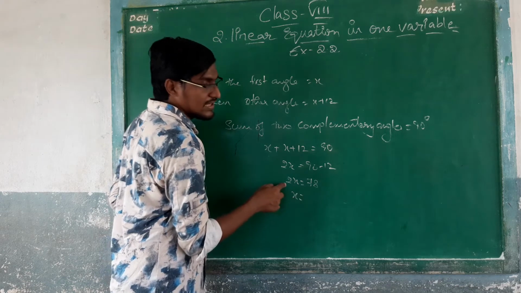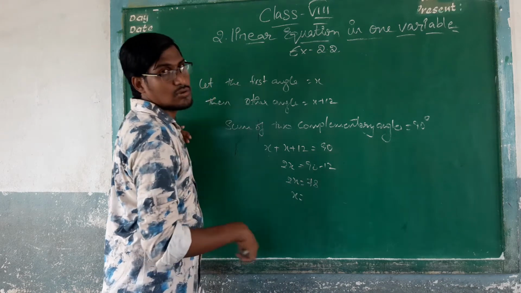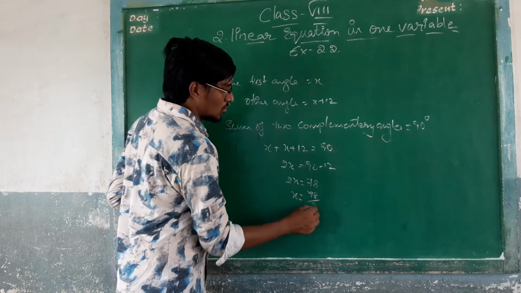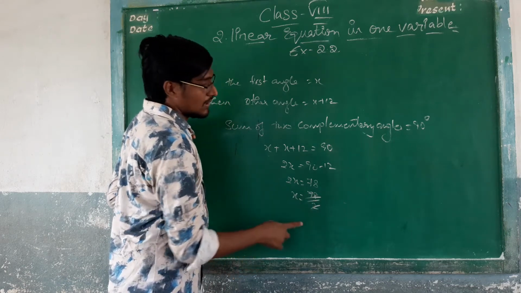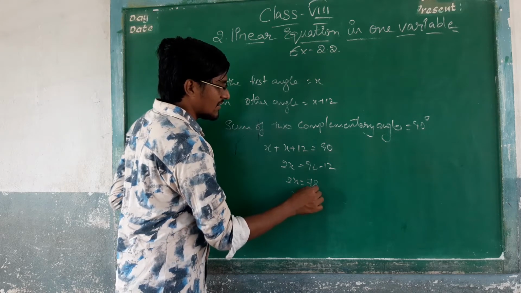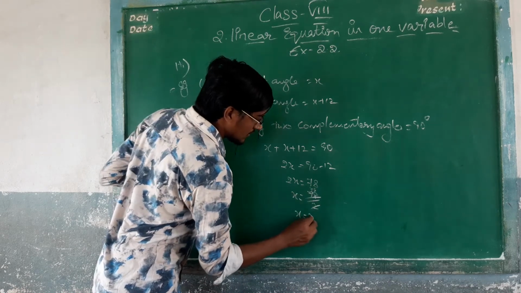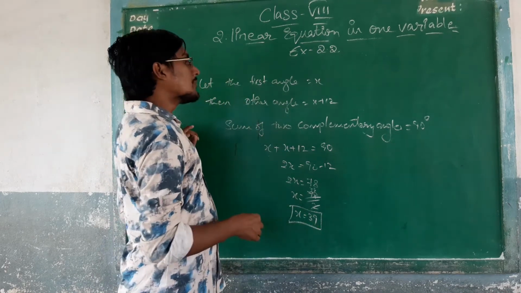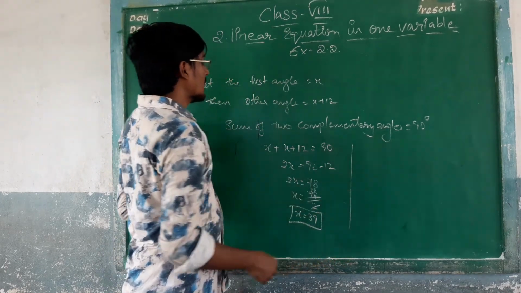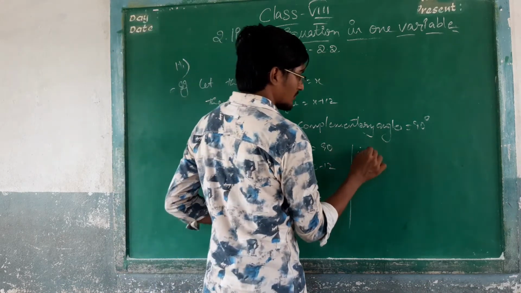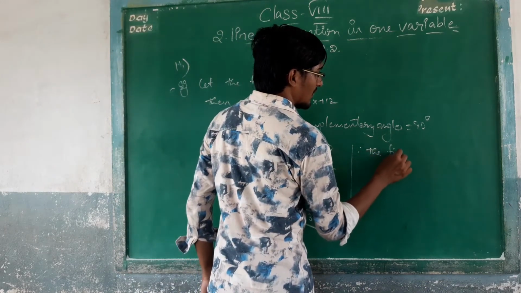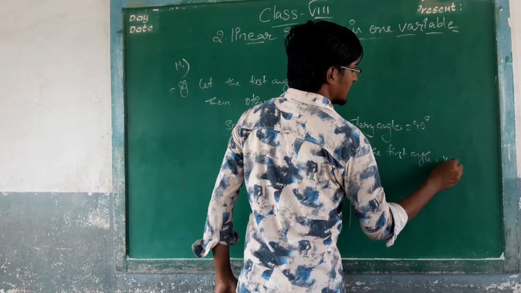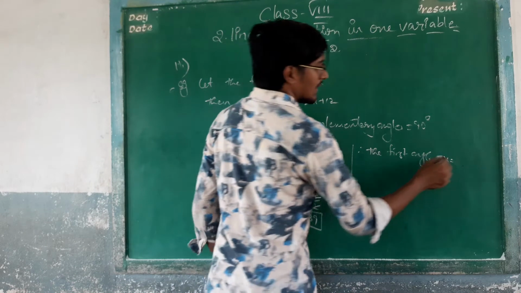We have to calculate the x value. Move this 2 to the right hand side. It will become 78 by 2. 2 here, how many times? 2 3s are 6, 2 9s are 18, that is 39. x equals 39. So the first complementary angle equals x equals 39 degrees.